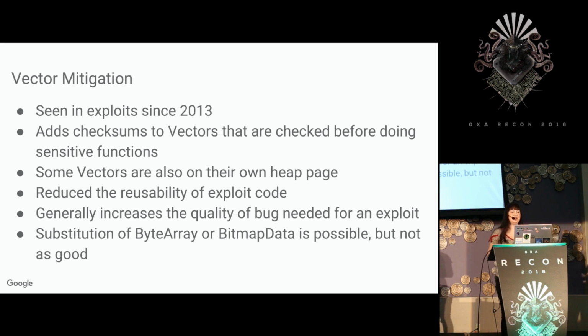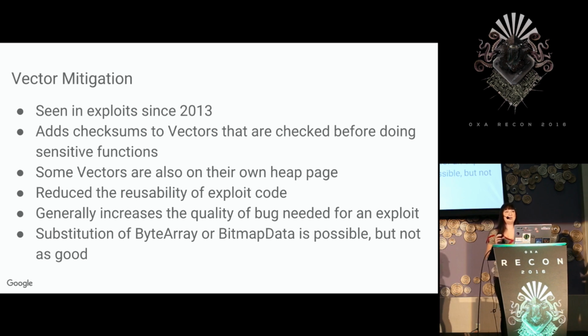The other thing it did is it put some vectors on their own heap page. This makes it less likely that a bug that is able to overwrite those vectors will happen in the first place, because they're on their own heap that there's nothing but vectors on. I would say in general this had a few effects. One is that it definitely reduced the reusability of exploit code.